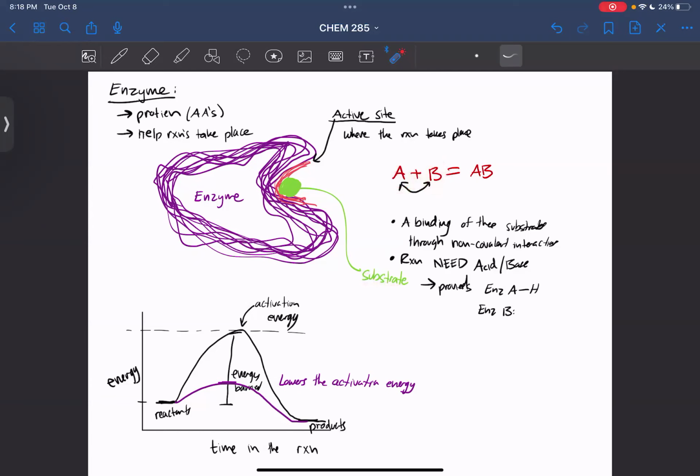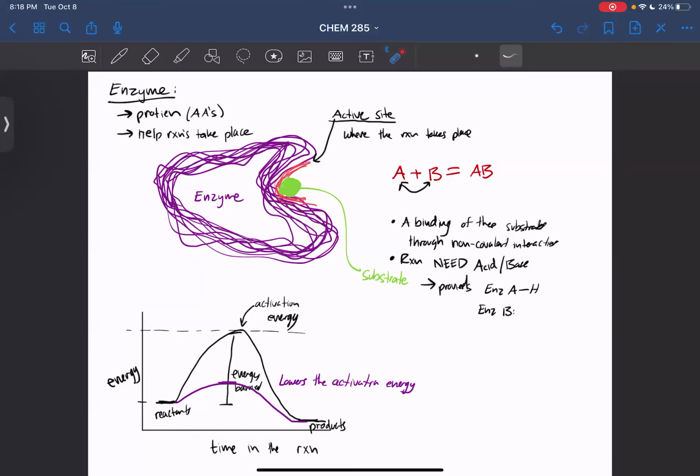The substrate is just a really fancy word for A and B, the reactants. Those substrates fit into this enzyme very nicely because this enzyme is specific. It's a binding of the substrates through non-covalent interaction, so it allows them to get close and the molecules to start touching. Remember, when molecules touch without making a covalent bond, it's just a non-covalent interaction.